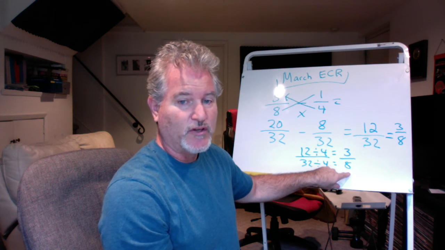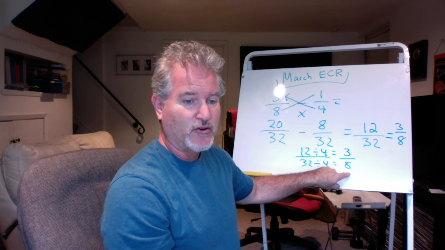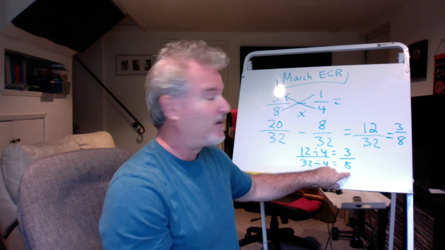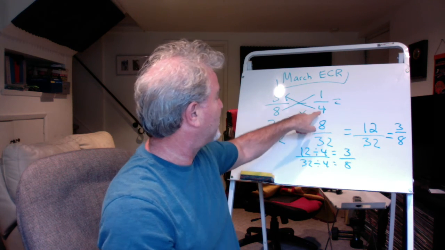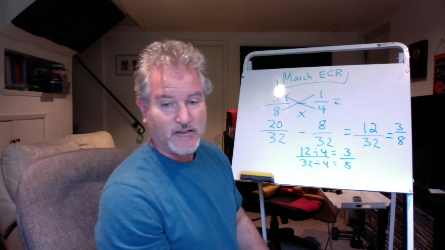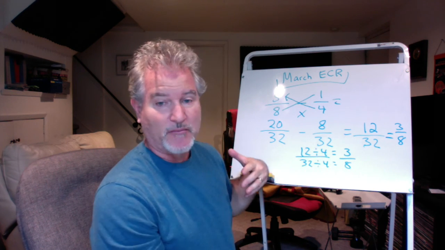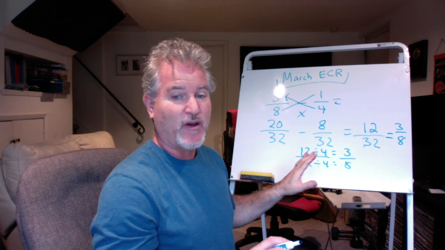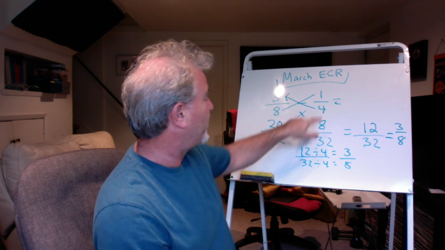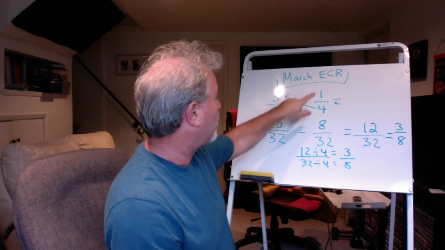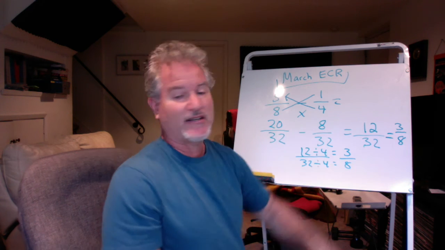So once again, when you look at the ECR and you're going to explain how you did it, the person in the ECR just subtracted the denominators and the tops and the bottoms, and that's not how you do it. So that's why they're wrong. Okay, and then you're going to do it correctly, where you multiply the denominators, right? You cross multiply, then you subtract and reduce.